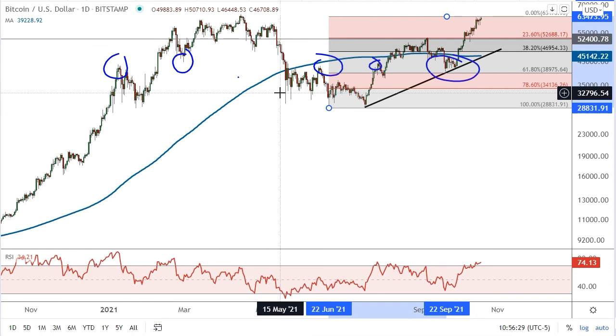In the next video, what we're going to do is we are going to start getting into the nitty-gritty of talking about support and resistance and how to identify levels of support and resistance on the chart. So stay tuned, and we will see you in the next video.